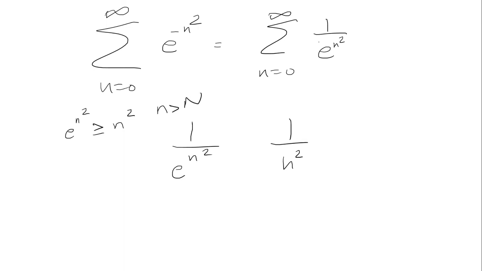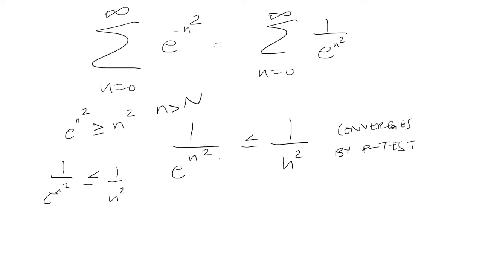So if I flip both sides, the inequality would also flip, and 1 over n squared would be bigger. So 1 over n squared is bigger. This converges by the p-test. So anything smaller than it will also converge. So that means 1 over e to the n squared will also converge by the direct comparison test.